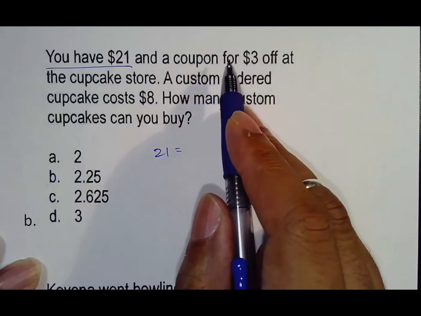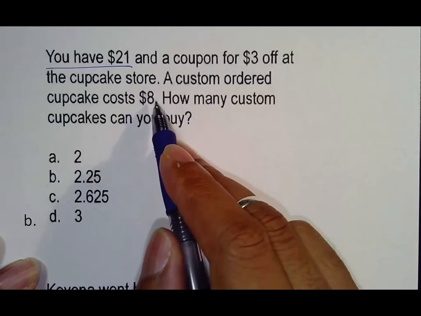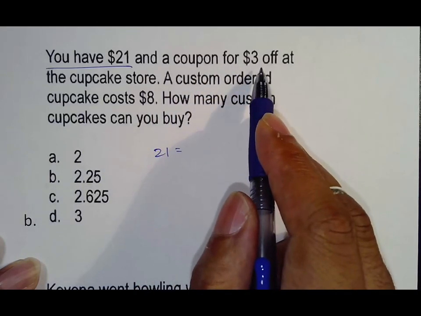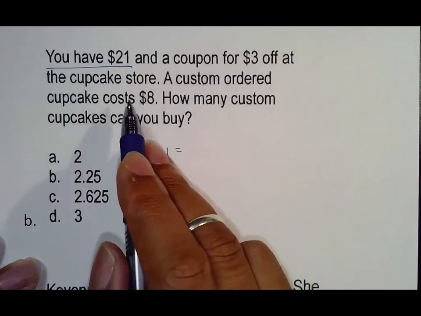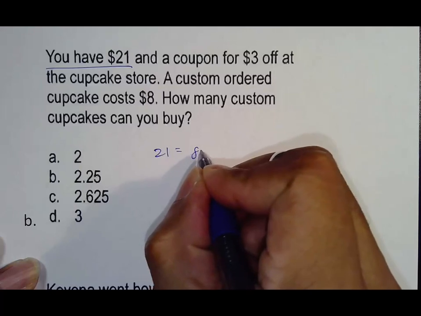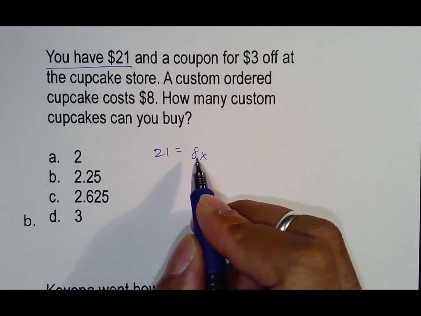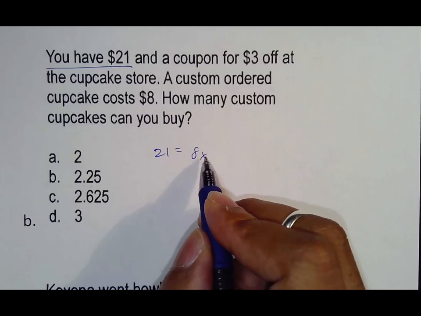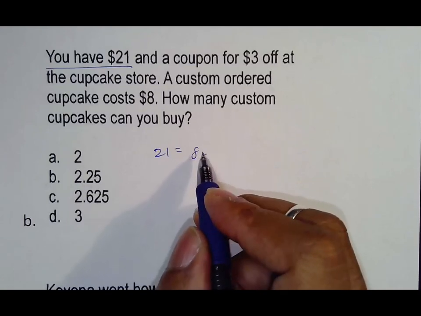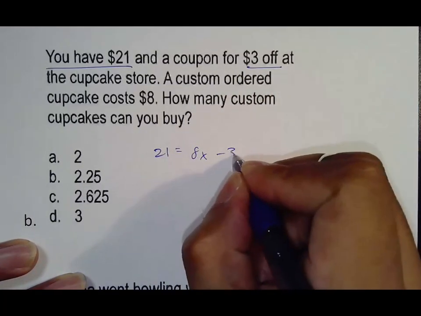The trick here is the coupon is for $3 off, which means I'm not going to add 3 to whatever I purchase. I'm actually going to subtract it. The other thing we have to look at is we're going to order multiple cupcakes. So therefore, I think we should put 8 times X, because however many cupcakes we purchase, we're going to spend 8 per. But again, since we have a coupon for $3 off, it should be that amount minus 3.